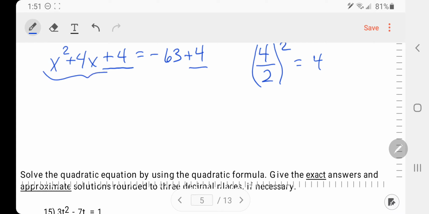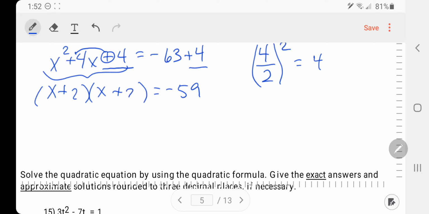Now we have a trinomial that should factor nicely because we completed the square. On the other side, negative 63 plus 4 is negative 59. Now to factor the trinomial, if we read the signs, they're both going to be plus, x and x, 2 and 2. Now since those factors are identical, since they're both x plus 2, I can condense that down to x plus 2 squared. On the other side, we've got negative 59.